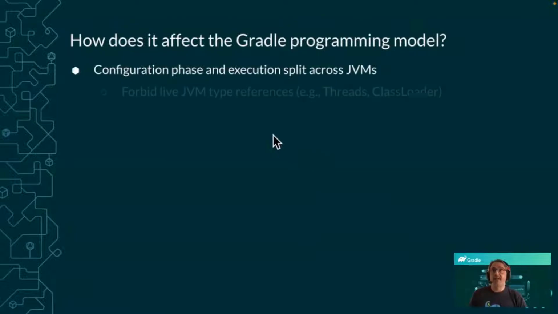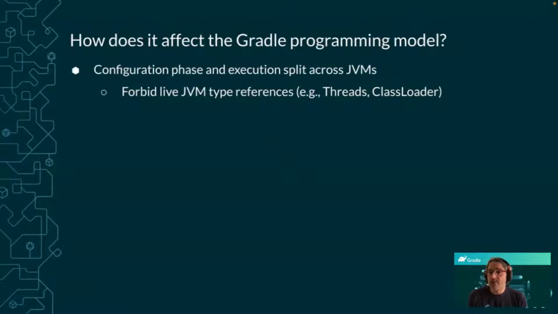So the first thing that happens with that new model is that tasks are no longer allowed to reference in their state any live JVM type references. These references cannot cross this boundary between the configuration phase and the execution phase. It's perfectly fine for a task during the execution phase to do whatever, and it's perfectly fine for the configuration phase to do whatever during the configuration phase. What we can't allow is sharing state between these two phases.